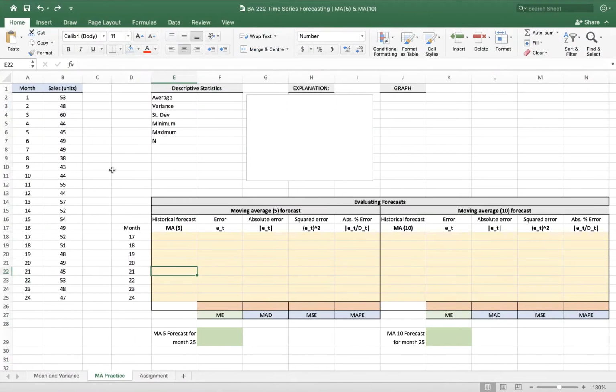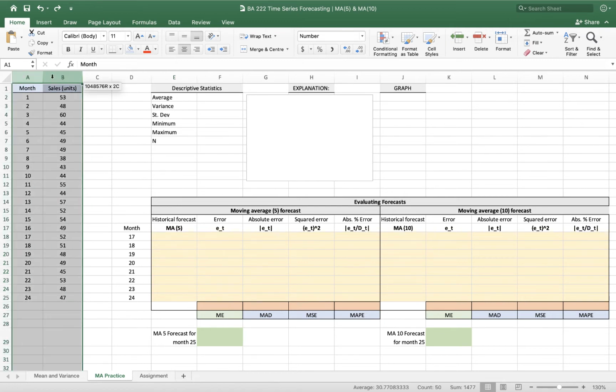Hey, welcome back. We are going to do some time series forecasting using a moving average 5 and a moving average 10 method. We'll then compare the errors of those two forecasts to see which one would have given us the least biased and/or most precise estimate using historical data. So let's just start by looking at the data that we have.